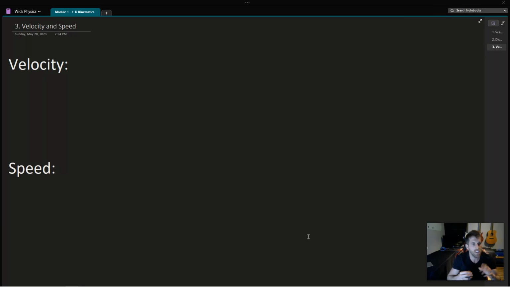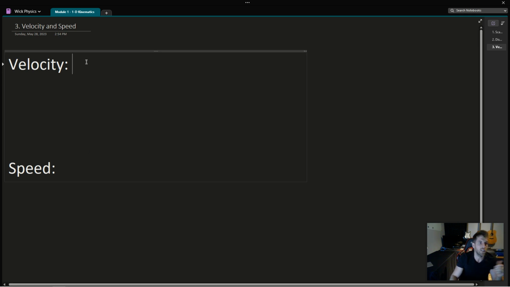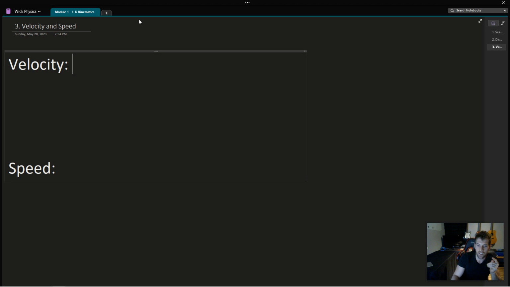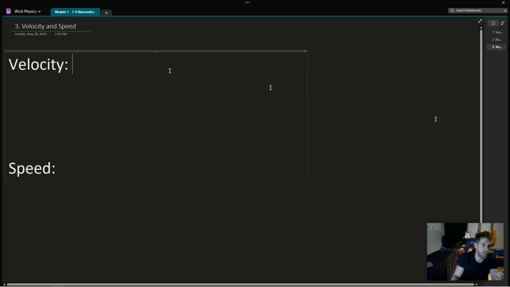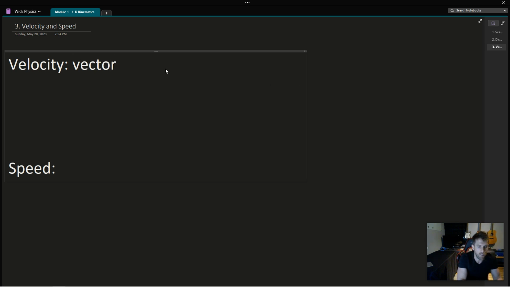Hello. So we're going to talk about velocity and speed in our one-dimensional kinematics. The reason why we laid this out with velocity first, then speed, is because velocity is dependent on displacement. The last video talked about displacement being first and then distance being second, which was a vector. So this might sound a little backwards because velocity is also a vector. It's dependent on direction.